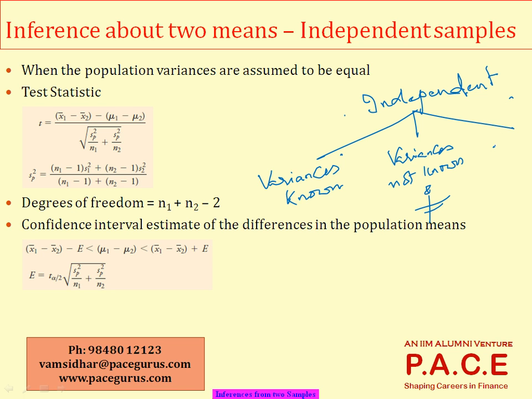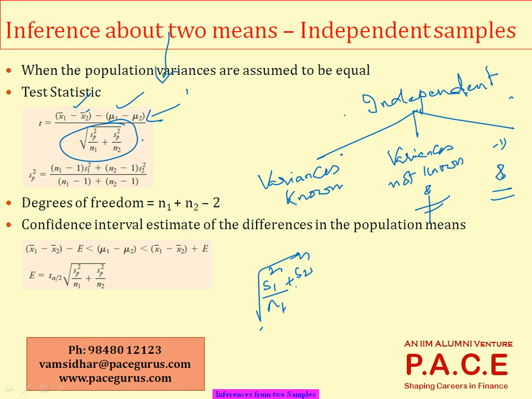But if I am saying variances are not known, but I am assuming them to be equal, then this is the kind of scenario which we are going to generate. So the test statistic here is a straightforward one. x1 bar minus x2 bar, mu1 minus mu2, numerator is not going to be different, but the standard error is assumed to be different. Earlier we had a standard error of square root of s1 squared by n1 plus s2 squared by n2.